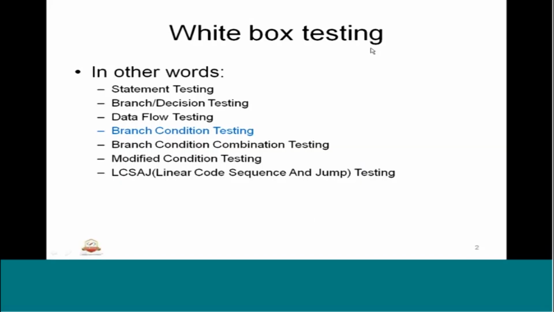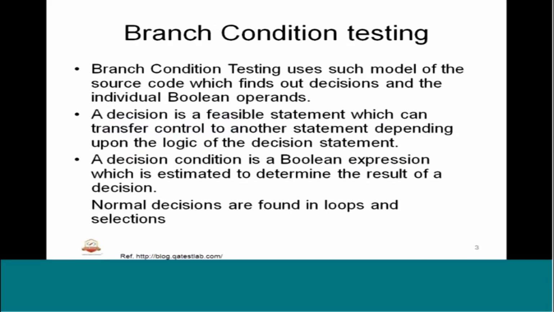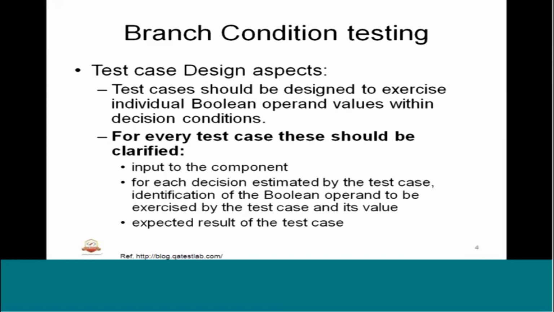the other techniques of white box testing such as branch condition testing, and before that we studied statement testing, branch condition testing, data flow testing. So in branch condition testing, we know that the testing looks at the source code which finds out decisions and the individual boolean operands, and the boolean operands within the decision conditions will be tested with the help of decision condition testing, also called branch condition testing.